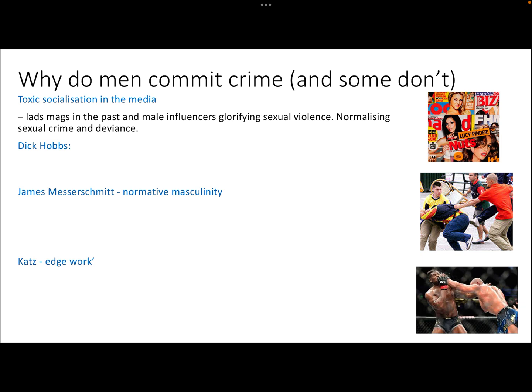And there is an argument that this pervasive culture, which was in lads' mags in the past and perhaps now is more from a lot of the male influencers online, normalizes sexual crime and deviance. And most disturbingly, it normalizes it within relationships as, oh, this is what's normal. This is what everyone else is doing. So that can be used to explain why some men act criminally, but also can explain why women become victims of those types of crimes.